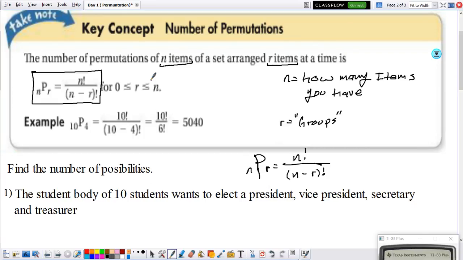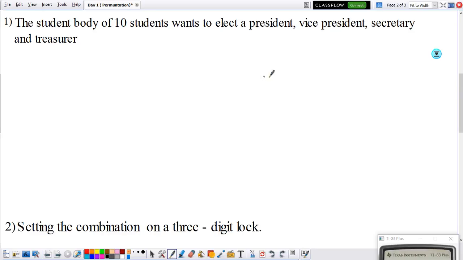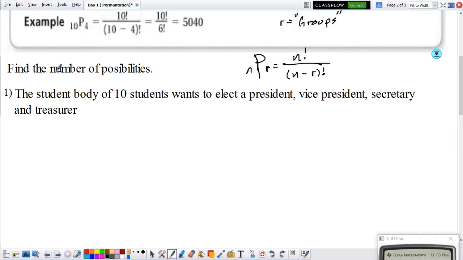So let's see. Again, we use permutations when we want to make some kind of arrangement in some group where the order matters. So if we look at some examples here, it says the student body of 10 students wants to elect the president, vice president, secretary, and treasurer. Now our task in this scenario is that we want to find the number of possibilities. In how many ways can we arrange the given scenario?